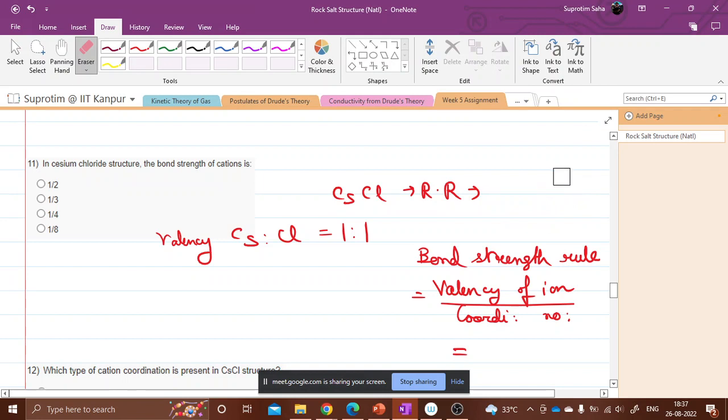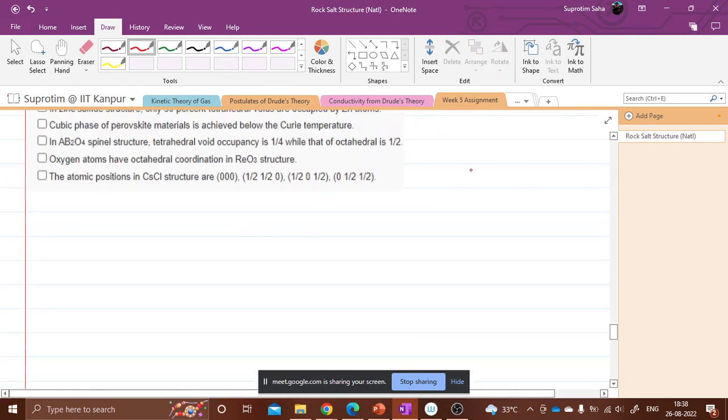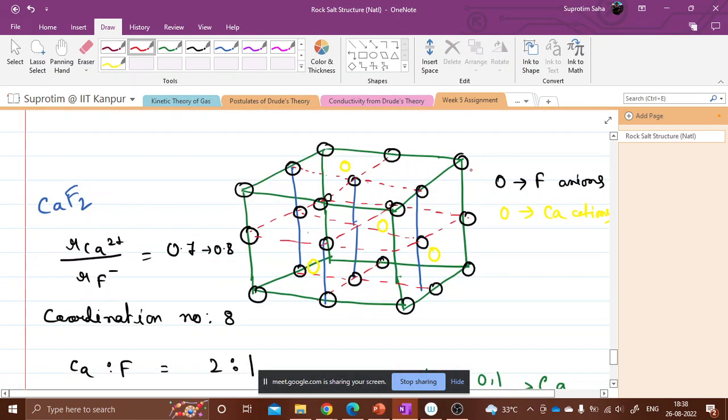So cubic, right? So in that case, let me just check. So cubic. So cesium chloride. Let me just check, I was making a mistake. Cesium chloride. Yeah. So this is cubic, right? That is absolutely the case. So it should be cubically coordinated, right? So valency is 1, so this is 1 by 8. So cubically means 8 nearest atoms, right? So basically, we already did the drawing.